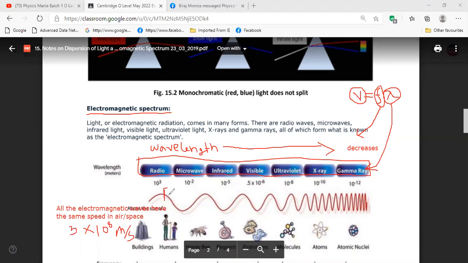frequency. You write here frequency. Wavelength decreases, so frequency will be opposite, right? Frequency will be opposite, increases, right? Is it clear? Yes, sir. Increases, so write it. Frequency increases.